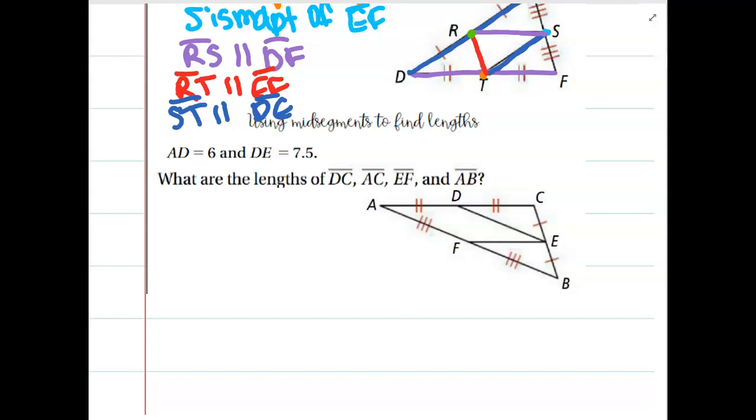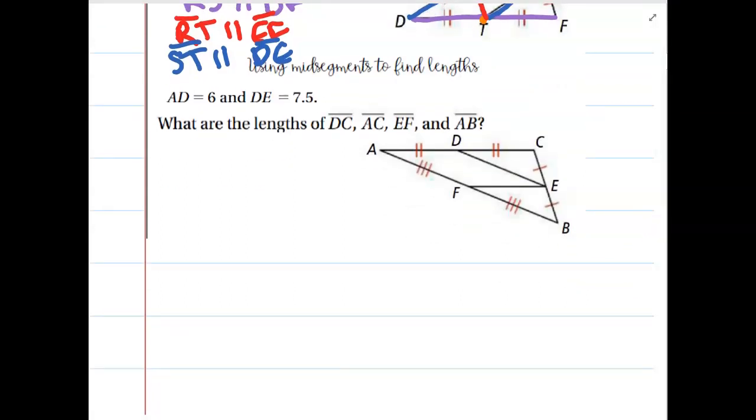Now, what we want to do next is use mid-segments to find the lengths. So not the parallel lines, but the idea that they're mid-segments, so the mid-segment is always going to be half the length of that opposite parallel side. So if we look at this picture here, I have a bunch of mid-segments.